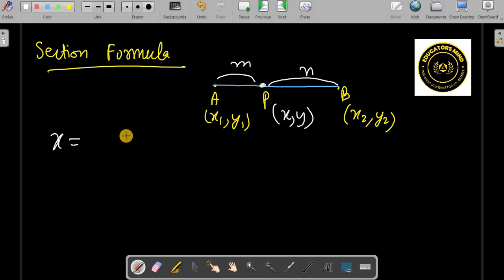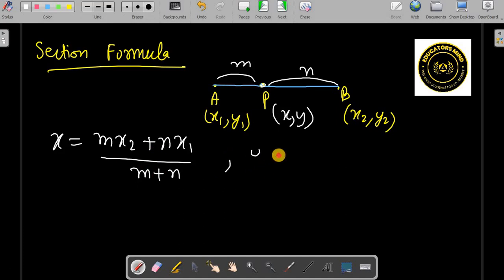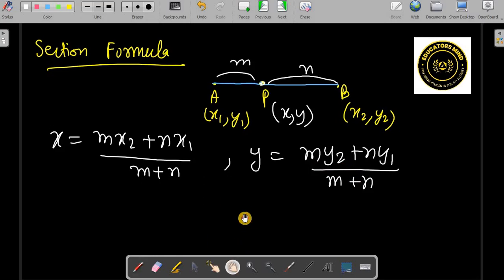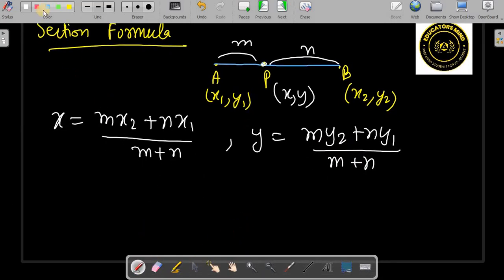So x can be given as (m x2 + n x1) / (m + n). Similarly, y can be given as (m y2 + n y1) / (m + n). And let's say the ratio is in terms of k is to 1, because if you introduce m and n, there are two things which may be given.